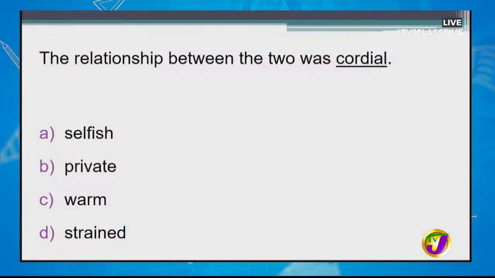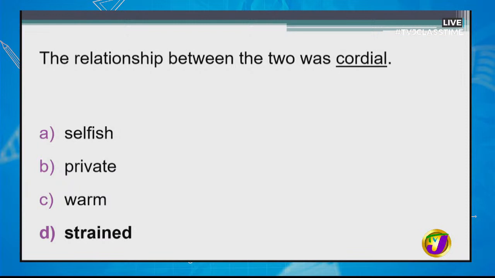The relationship between the two was cordial. Cordial. That is a word that we come across usually for formal occasions. So what does cordial mean? Think about that. And if you understand the meaning of cordial, what is the opposite of cordial? So if you're not cordial, then the relationship in this case is strained. So when it's cordial, it's polite, it's easygoing. But when it is strained, then there is a bit of tension in it.